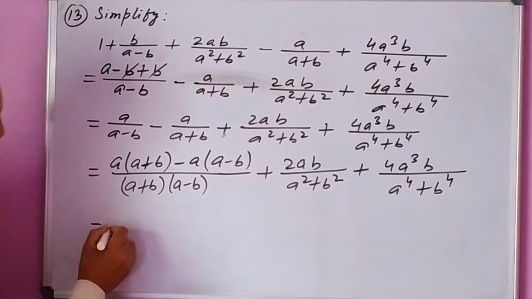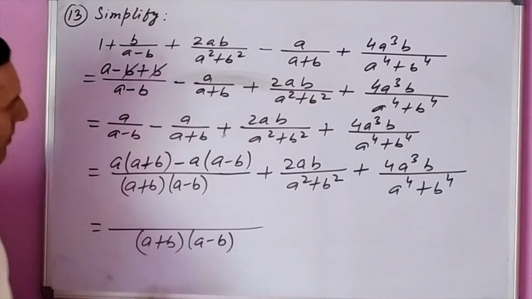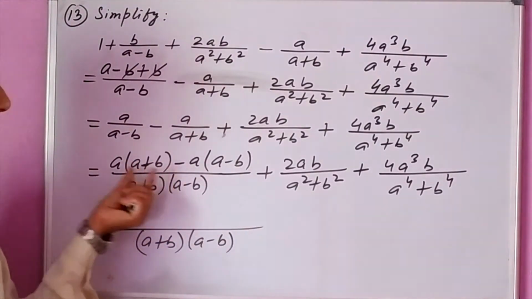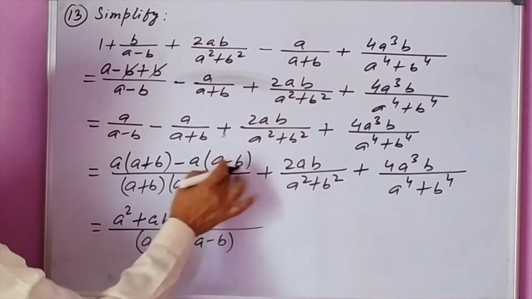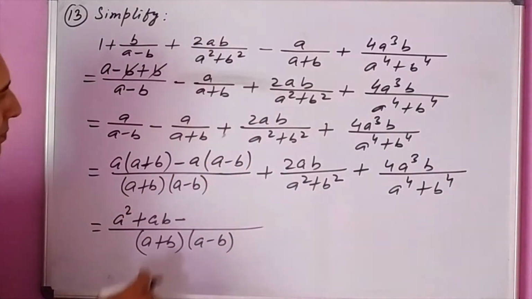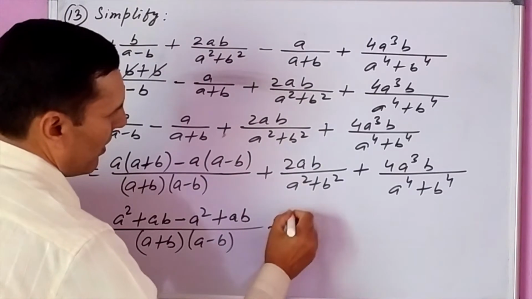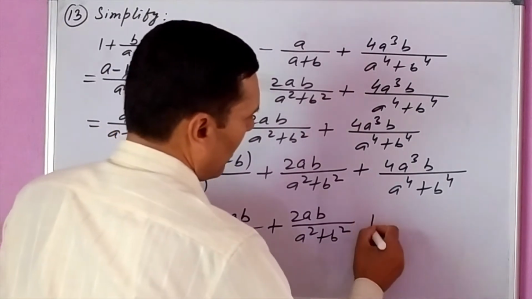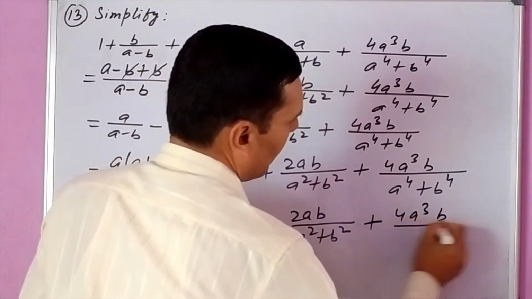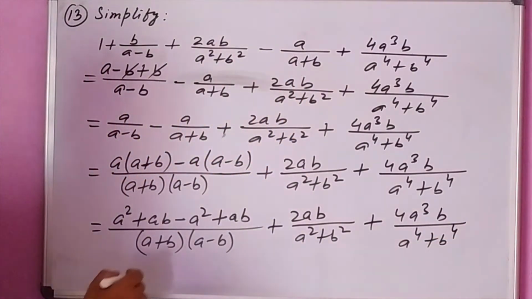Now we open the bracket here. Denominator a plus b times a minus b as it is. When this bracket a plus b is opened with this a, it gives a square plus ab, and this second bracket is opened with this minus a. So minus a square minus minus plus ab plus 2ab upon a square plus b square plus 4a cube b upon a power 4 plus b power 4 as it is. Now this plus a square minus a square cancel.